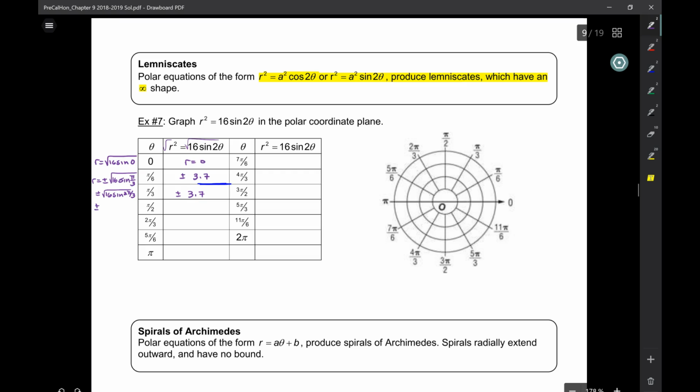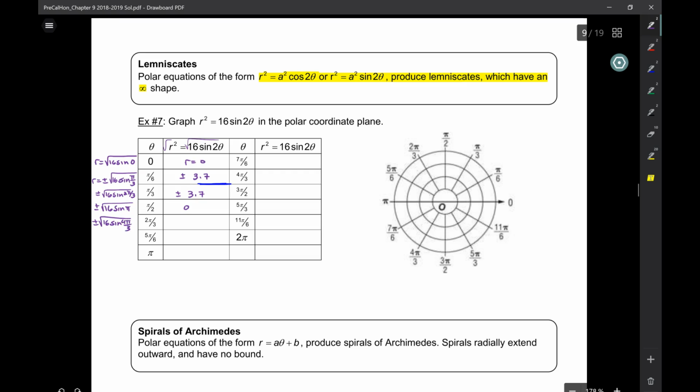So here we have plus or minus the square root of 16 sine of 2 times pi over 2, which is pi, and that's 0. And now here, what do we have? This is the important part. Plus or minus the square root of 16 sine, how much do I get? It's 2 times 2 pi over 3, 4 pi over 3.